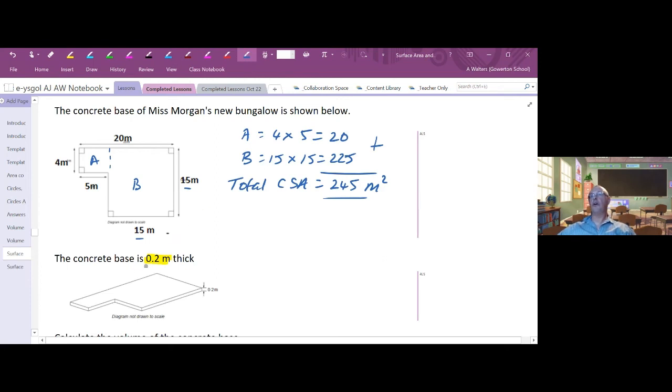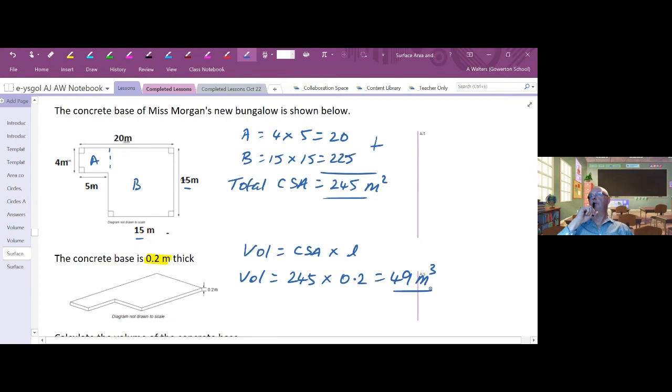So the volume of the concrete base, which is 0.2 meters thick, go back to our usual formula. The volume is the cross-sectional area times the length. So the volume is our answer from the floor area, 245, times the thickness of the concrete, which is 0.2 meters. When you tap that out on a calculator, you get 49 meters cubed.